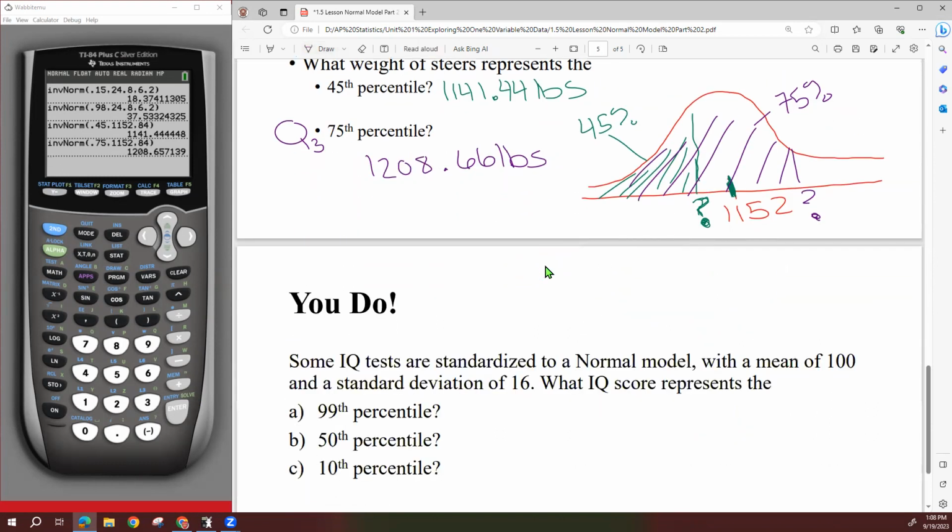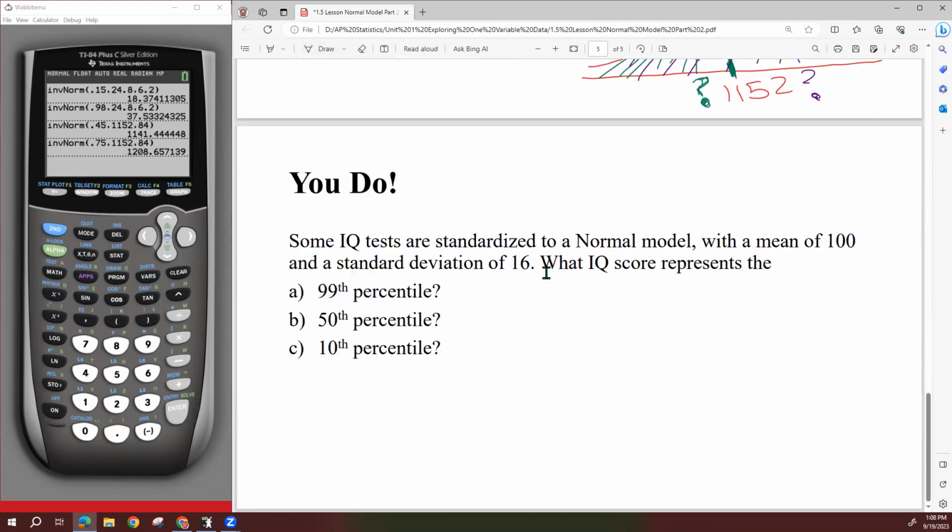So as ever, if you have questions about this before you move on to trying it yourself, please do ask. Here we have our scenario on IQ. Try to find the IQ score that represents these 3 different percentiles. If you need help looking through these or using the calculator, please do ask for help. Take your time on them and good luck.